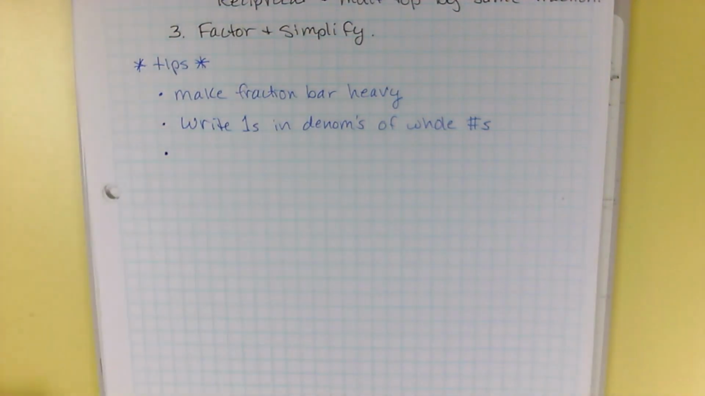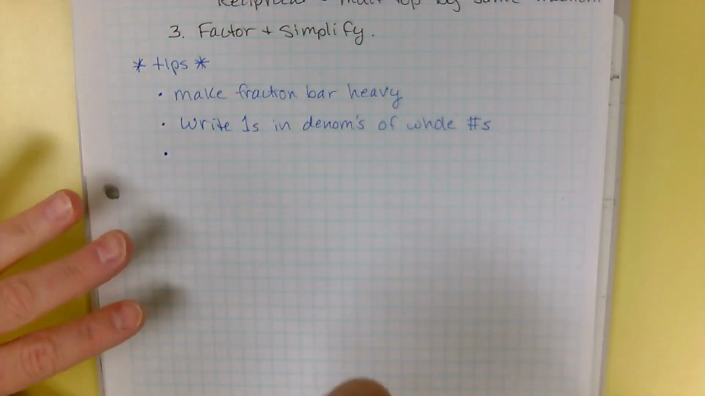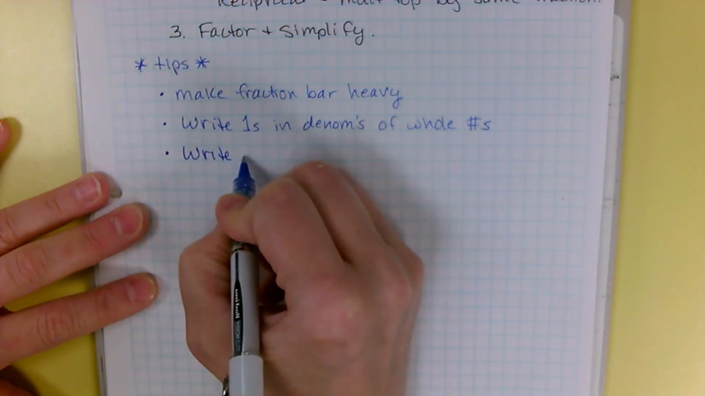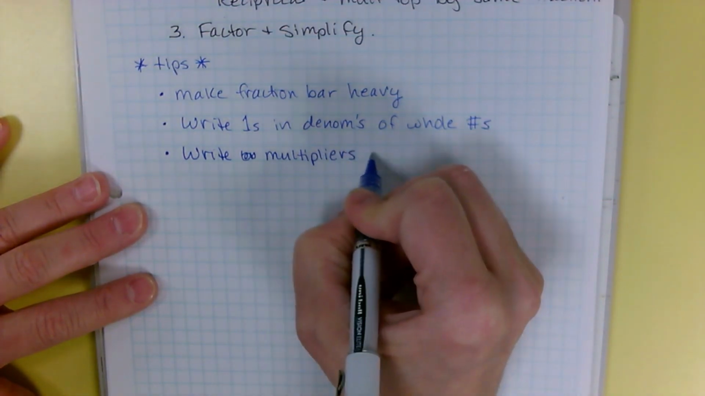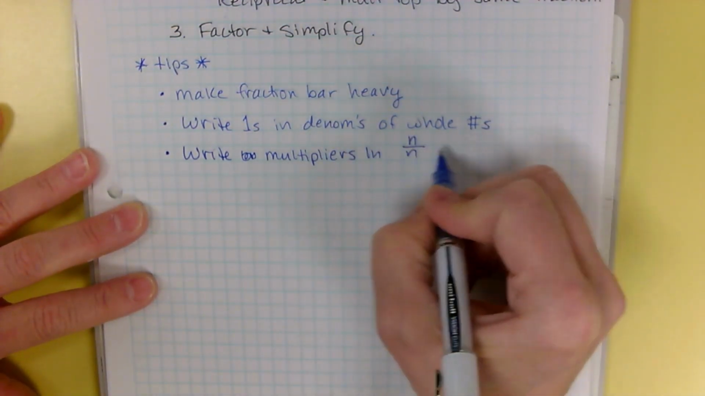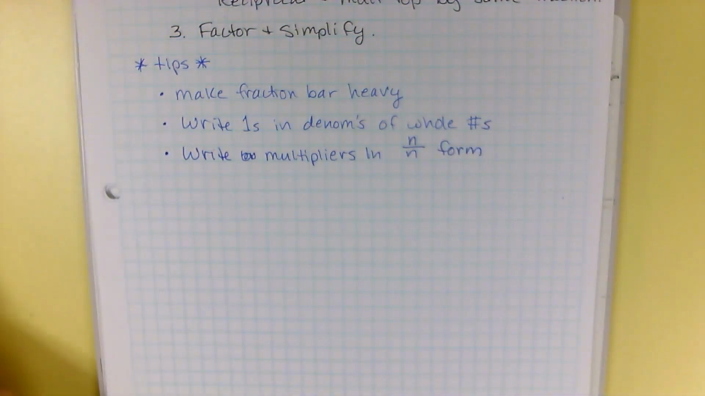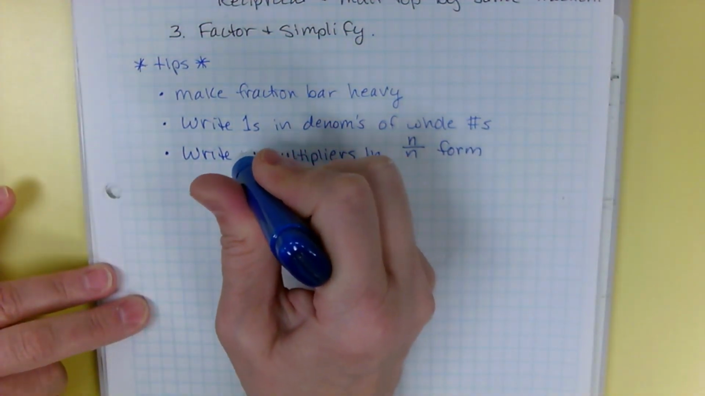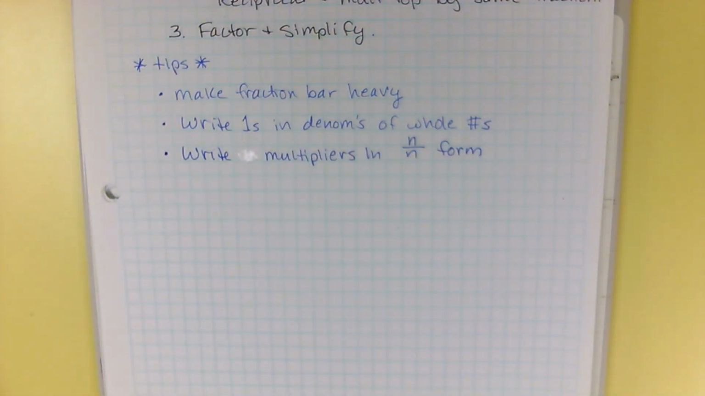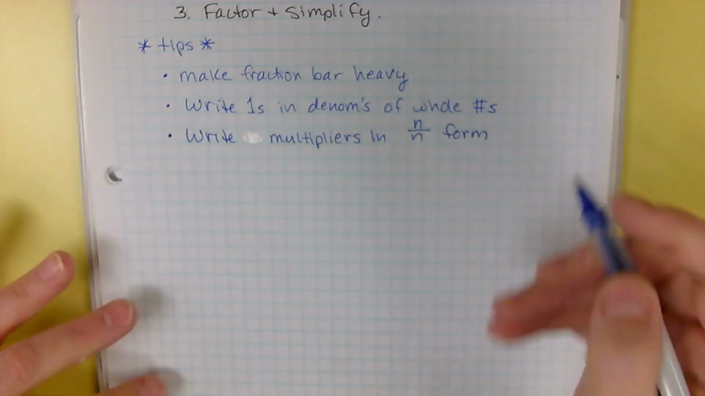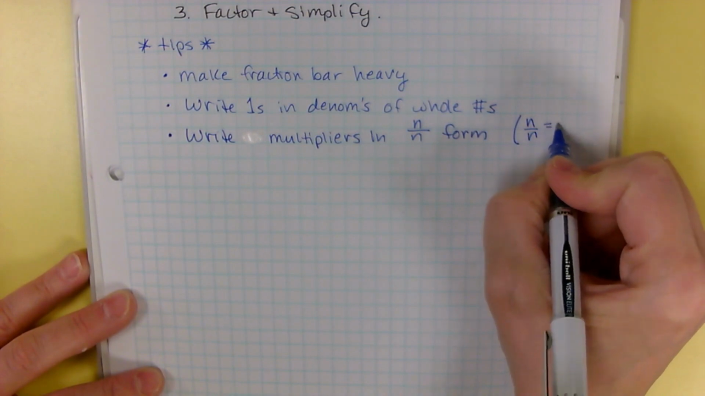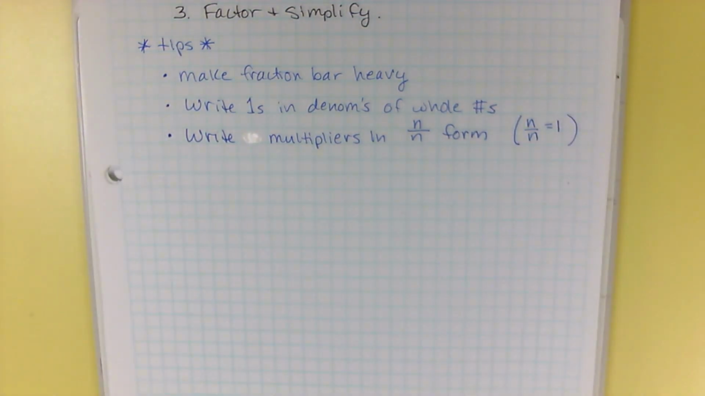This last one I highly, highly recommend. When you're going to do your multipliers, write your multipliers in n over n form. Never get into the habit of just writing a top or a bottom, because that makes your brain think that that's okay to do. And when you're simplifying, it's never okay to just randomly multiply something by a number. You've got to multiply it by a number over itself, because of course, n over n equals 1, and you can always multiply by a 1.